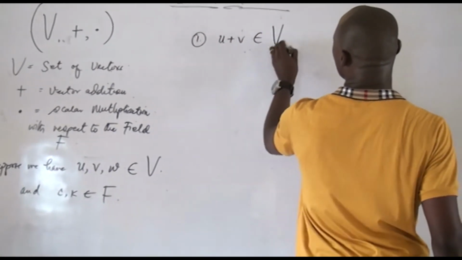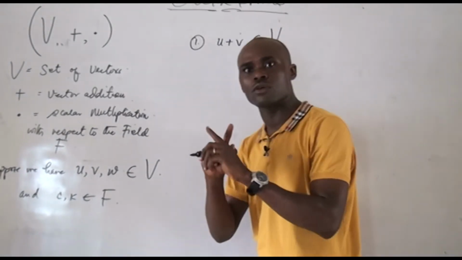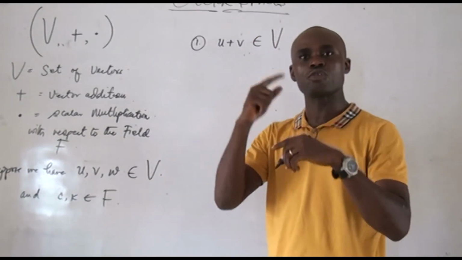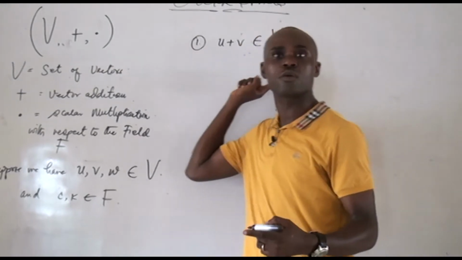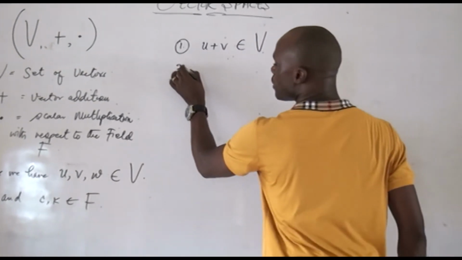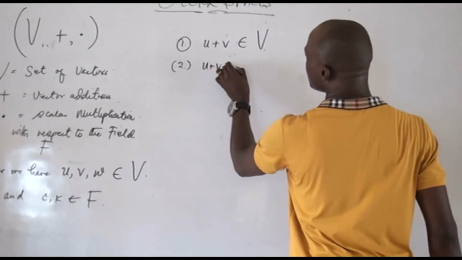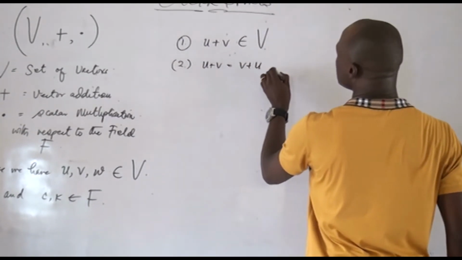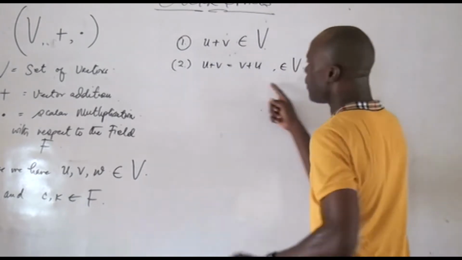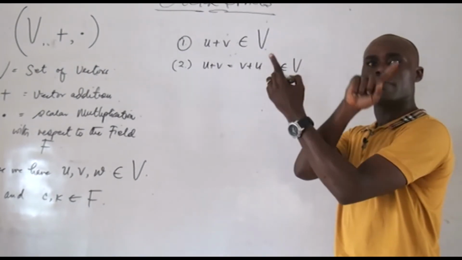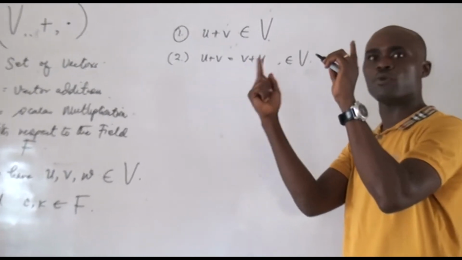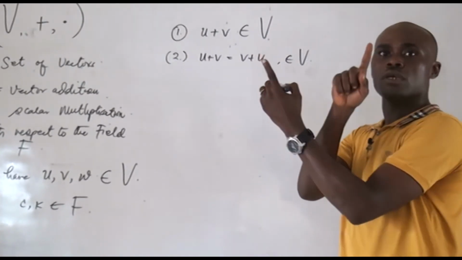The closure property: anytime you add two vectors in a space, it's going to give you another vector in that space. So u plus v is in V. Number two is that u plus v is the same thing as v plus u. This is the commutative property. You can add vectors however you like, u plus v or v plus u, and it's going to give you the same answer.